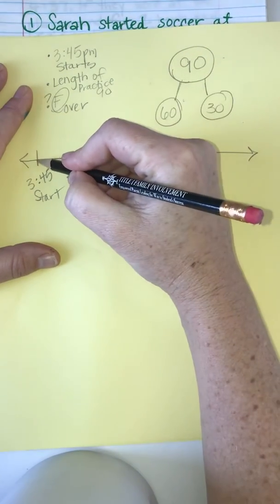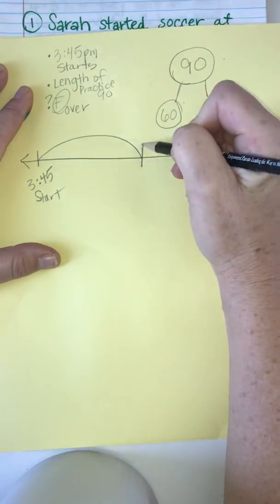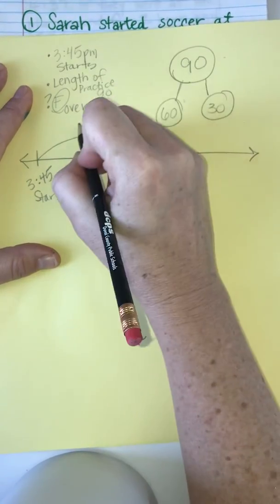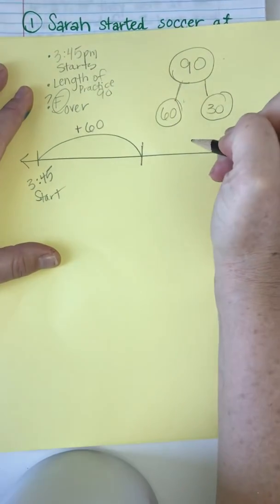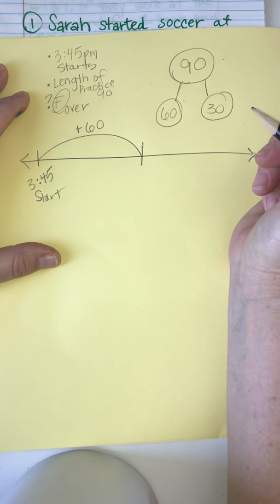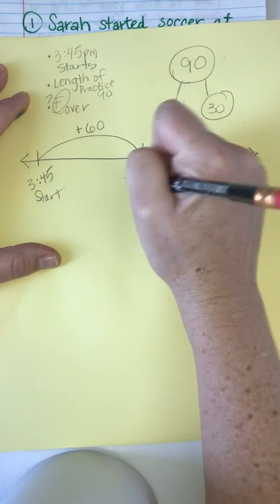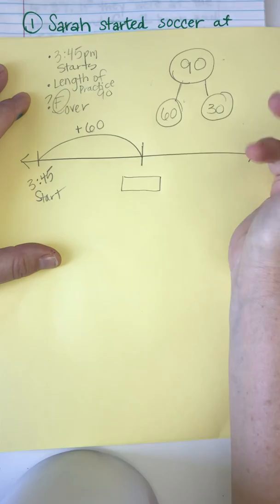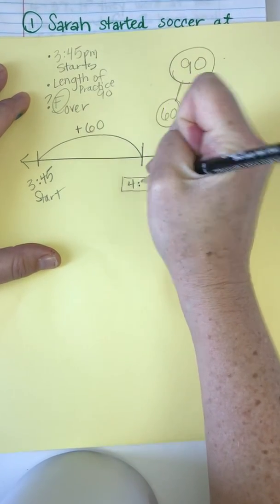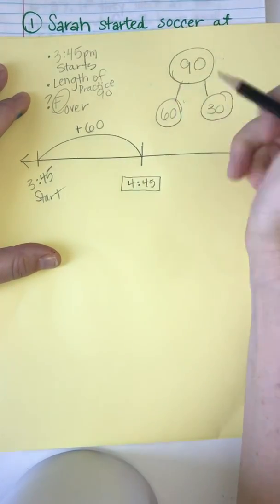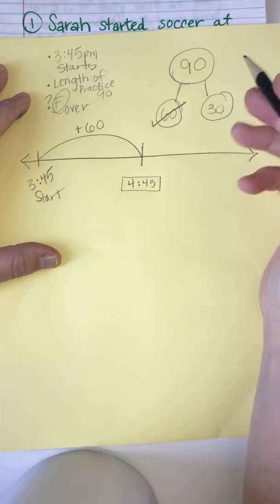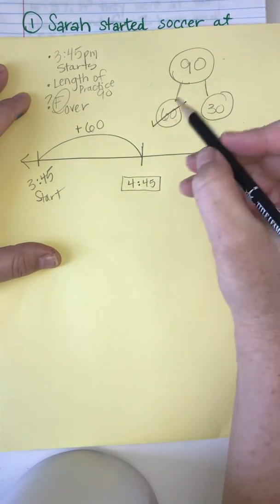So now let's go ahead and jump 60 minutes on my number line. So I'm going to label this 60. 60 minutes later would be, what do you guys think? 4:45. Okay, so then being a careful mathematician, I'm going to check that off. So let's see, how much longer is her soccer practice?